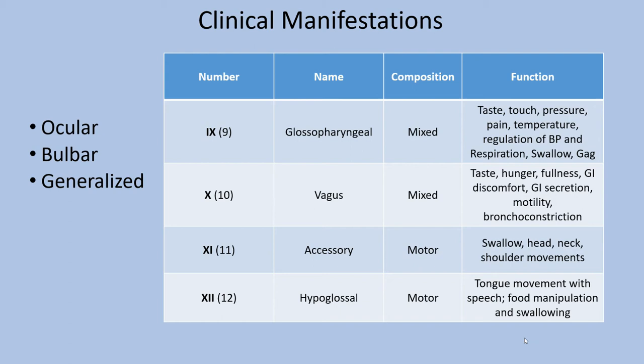And then 11 and 12: 11 is accessory, 12 is hypoglossal. With 11, you worry about swallow, head, neck, and shoulder movements, and then 12 is more with food manipulation, swallowing, and speech. So you can see how these are pretty important cranial nerves that are affected by myasthenia gravis. And I'm sure you're already thinking of the things, as a nurse, that we might have to worry about with these patients.